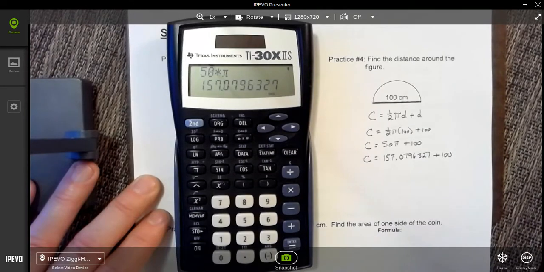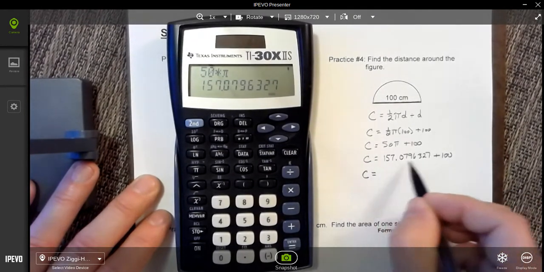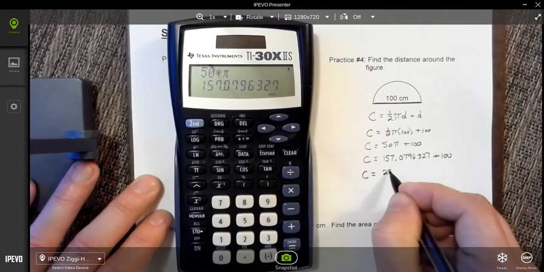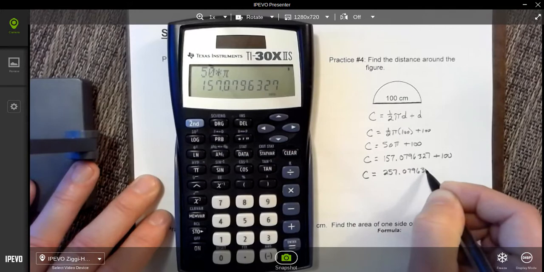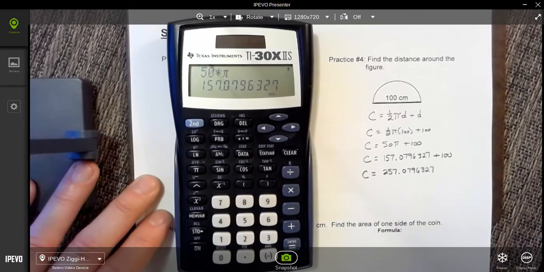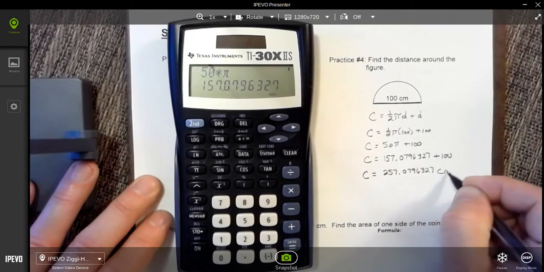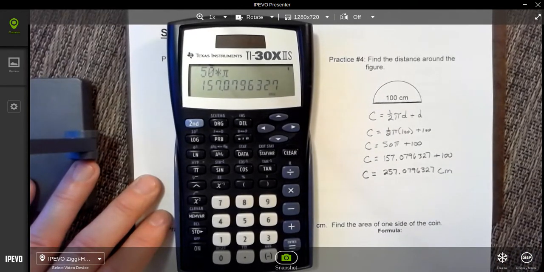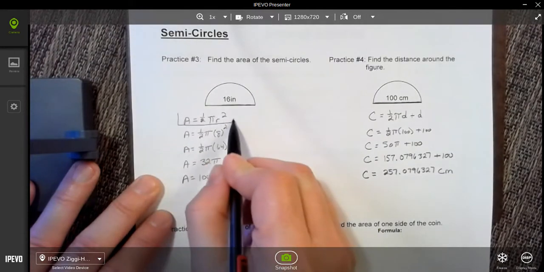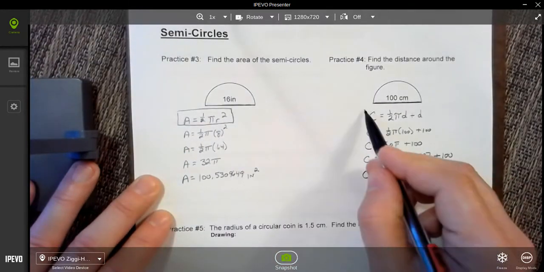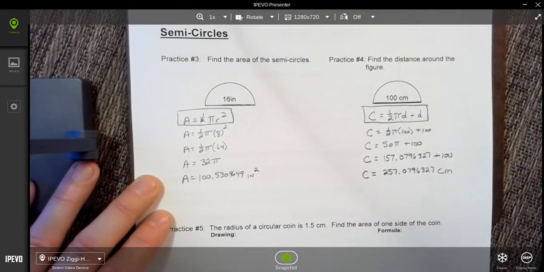And so that addition now is the last part of our problem here. When we add 100 to this long number, we're just going to get 257.0796327. And again, we're going to keep our units. In this case, looking up here, they were going to be centimeters. And so these are the formulas. Here's the area formula and your circumference formula for a semicircle.